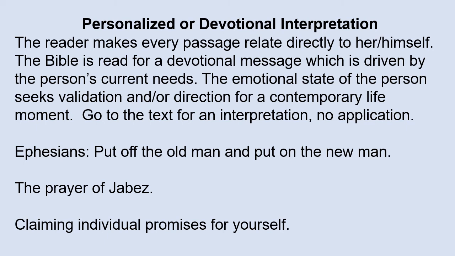In the personalized or devotional interpretation, people are claiming promises to individuals for themselves. Promises to Abraham, to Isaac, to Jacob, to David, to others were to them and probably not to us. If you approach the text with only a devotional mindset, seeking some validation for this day, you will not get the right interpretation, and you will probably get the wrong application.